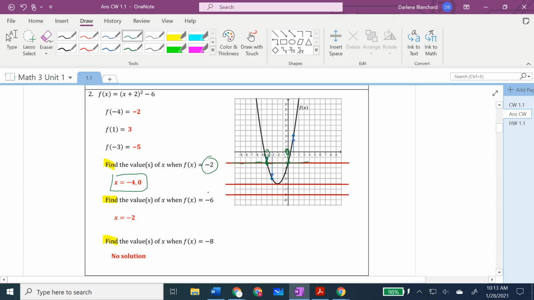For the next one, when you draw the line for y equals -6, you want to notice that that line only crosses the parabola once, and the x coordinate is -2, and it has only one solution. And then lastly, I want you to see that if you draw the line y equals -8, it does not cross the parabola, and that means there is no solution.